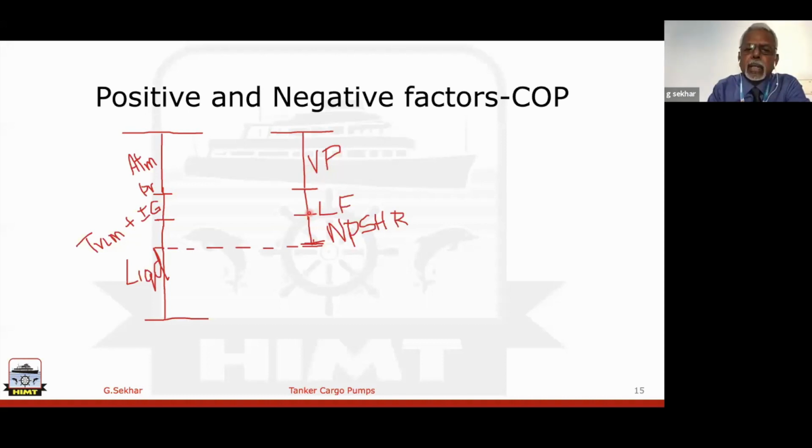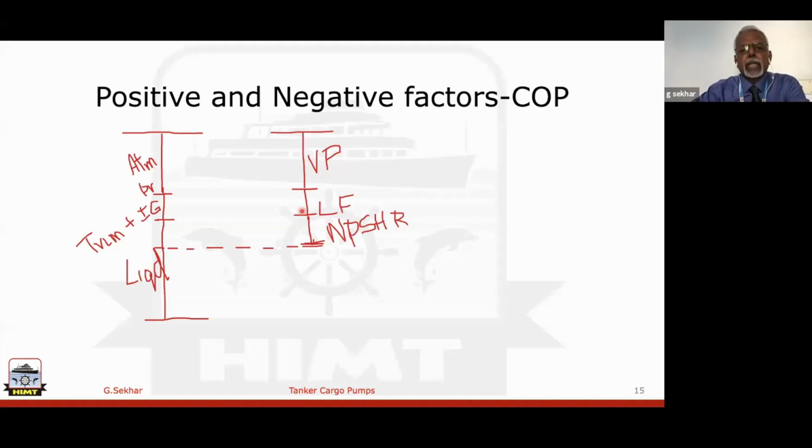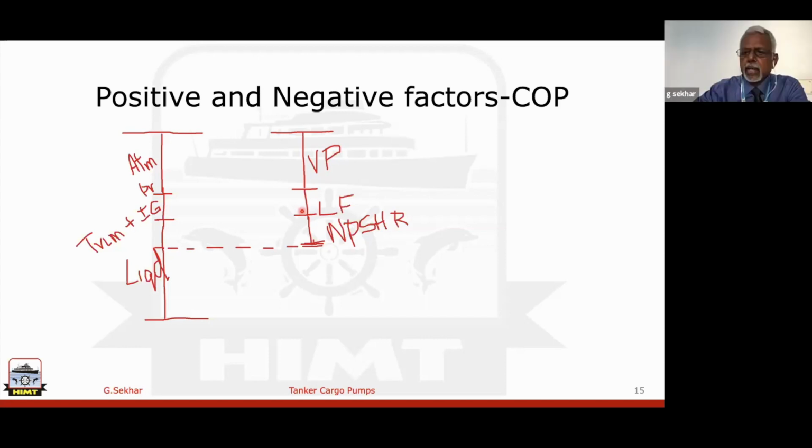Now here, this is what we call line friction. Line friction means, see the pump performance, will it get affected when the viscosity varies? Yes. If the cargo is very viscous, you will find your centrifugal pump will find it difficult. So the cargo needs to be heated. So just compare, the viscosity affects the pump performance.